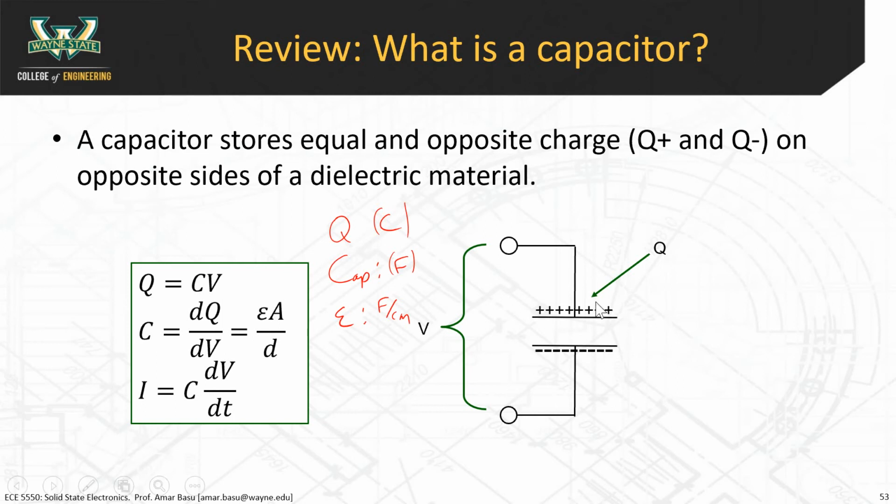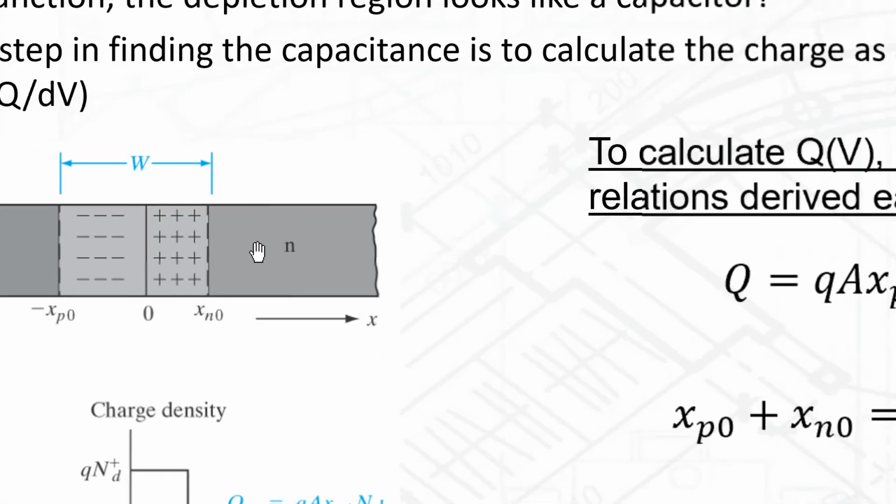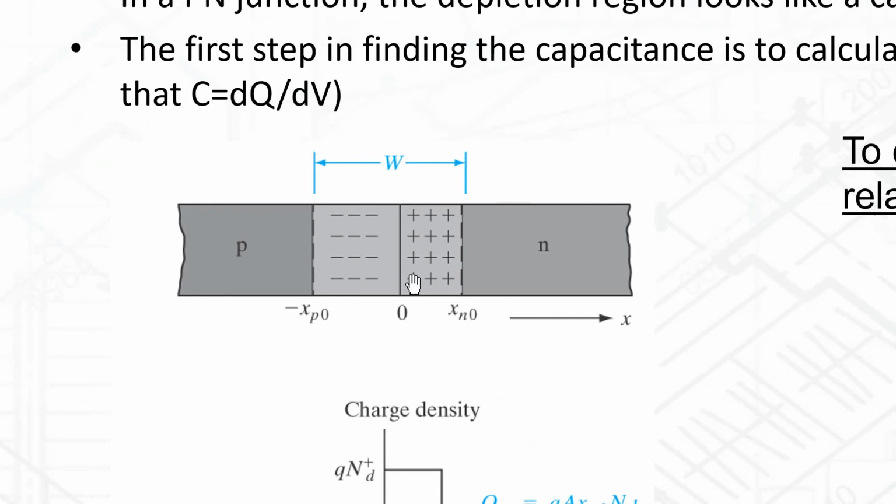So I already mentioned to you that the fact that you have positive charge on one side and negative charge on the other side looks a lot like the depletion region, right? That's the basic idea of the capacitance in the p-n junction. So you have a buildup of positive charge on one side of the depletion region and a negative charge on the other side. This is a capacitor.